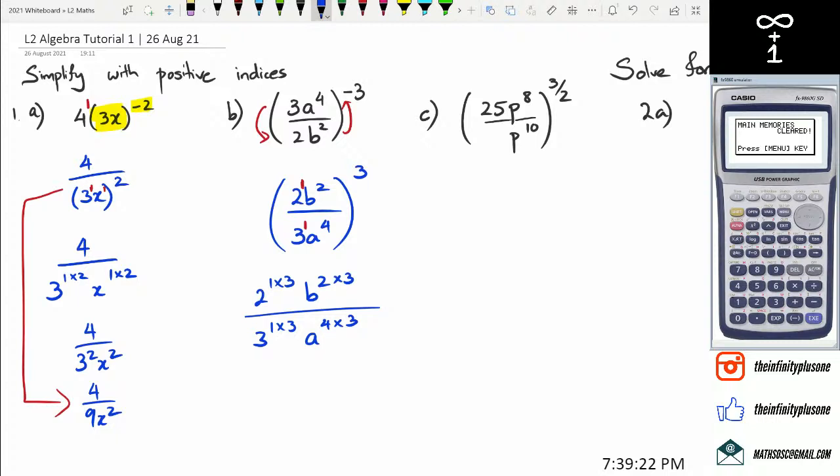Now 2 to the power of 3 is equal to 8, and then b to the power of 2 times 3 is b to the 6, divided by 3 to the power of 3, which is 27, and then a to the power of 12.